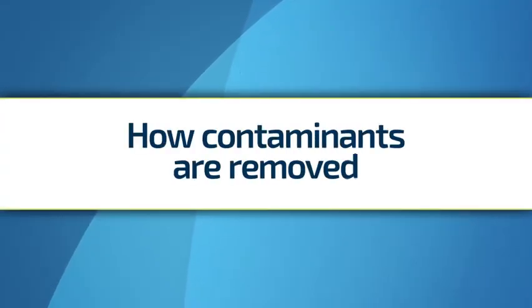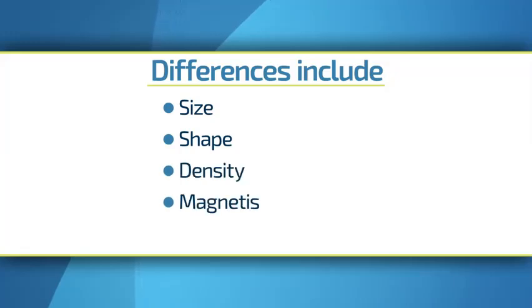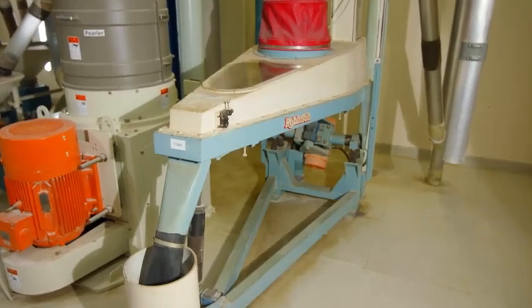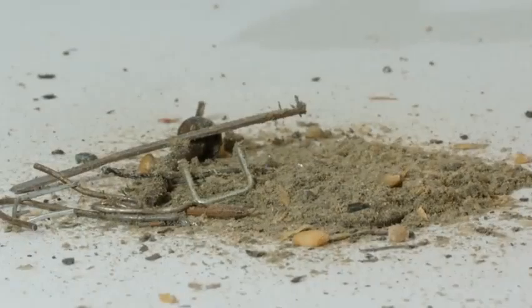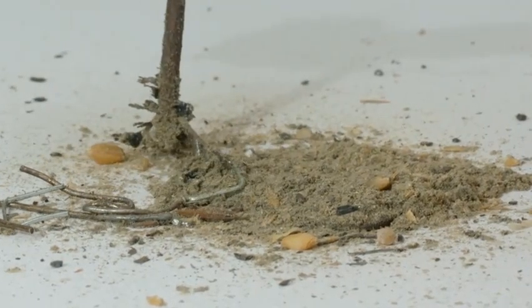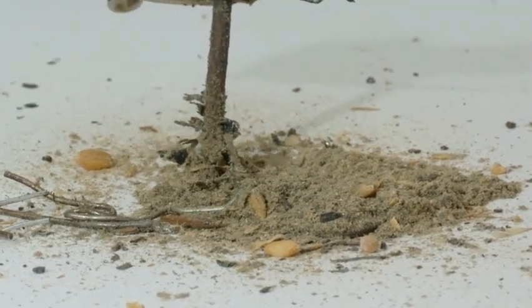How contaminants are removed. Contaminants will differ from wheat in various ways. These differences include size, shape, density, magnetism and colour. The wheat cleaning equipment takes advantage of these differences to separate the contaminants from the wheat. For example, wheat is different to ferrous material in that it is not magnetic, so magnets can separate out any ferrous materials present.